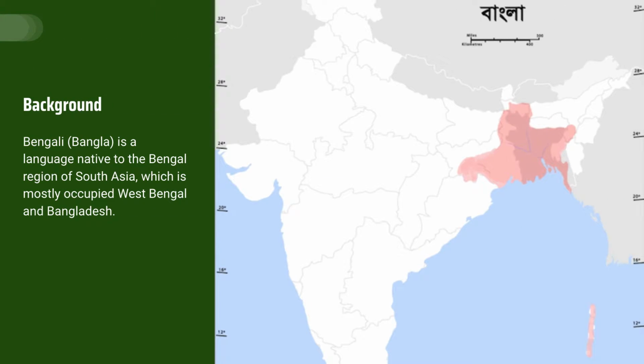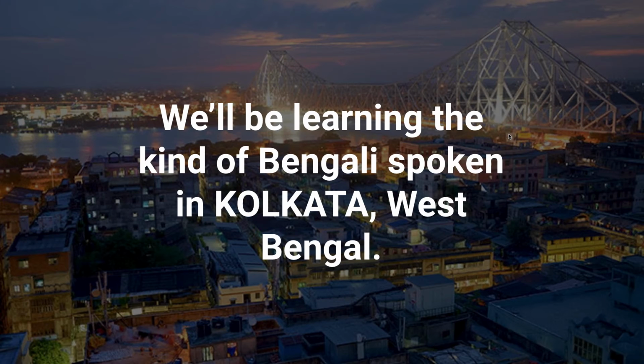Alright, so Bengali, or Bangla, is a language native to the Bengal region of South Asia, which is mostly occupied by West Bengal and Bangladesh. So this right here is West Bengal, so that's the Indian side, and there's Bangladesh, which is a separate country. We'll mostly be learning the kind of Bengali spoken in Kolkata, or in West Bengal. That's because that's what I've learned.